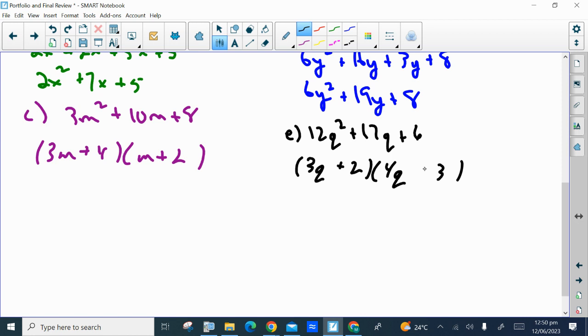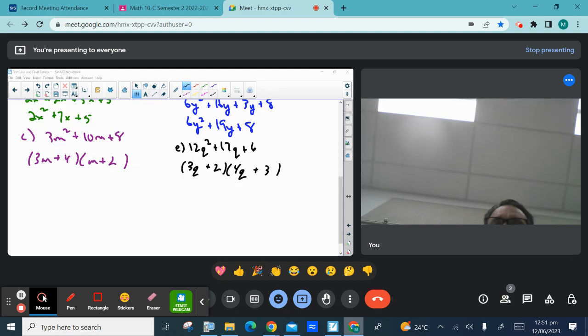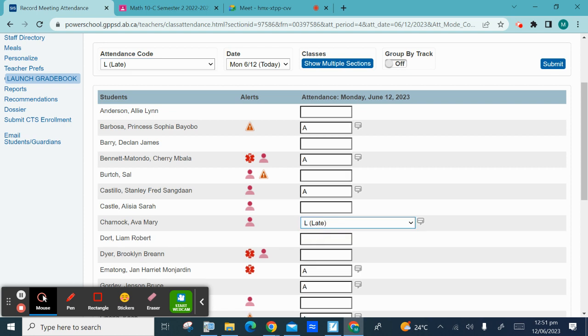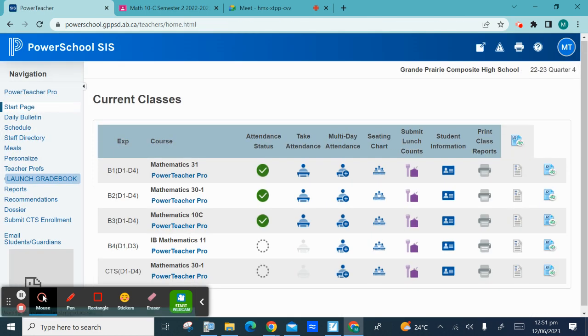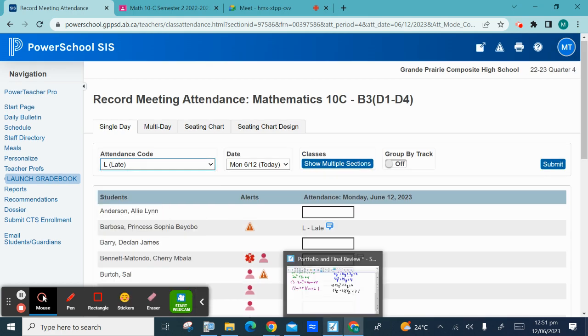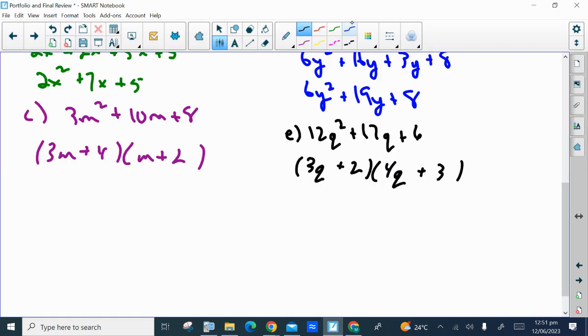So let's see if this works. The front terms do multiply to get 12q squared. The last terms do multiply to get plus 6. The outer products are 9q. The inner products are 8q. 9q plus 8q does equal 17q. So these factors are correct. They do work. We just checked them.